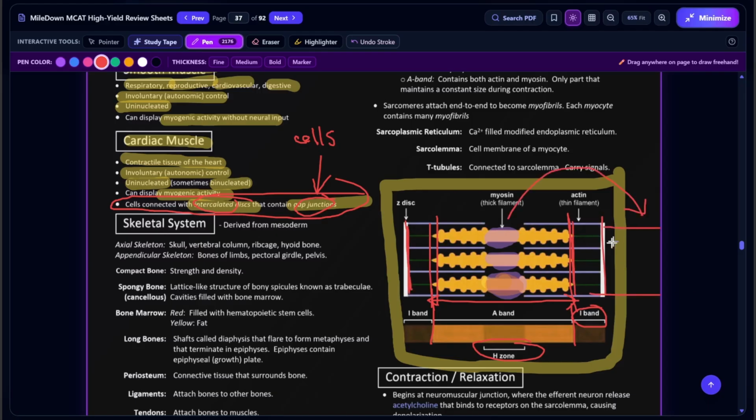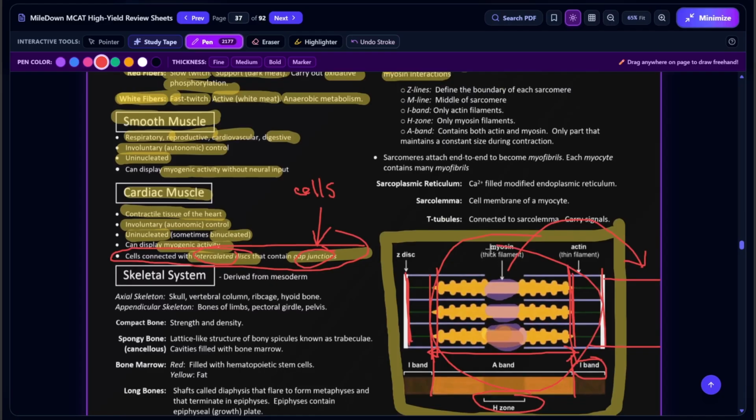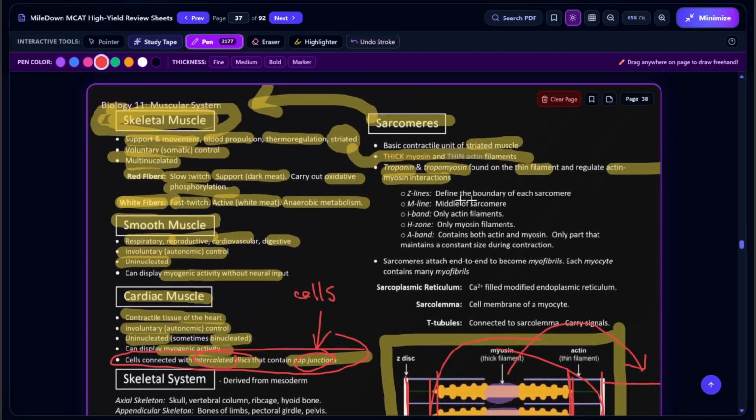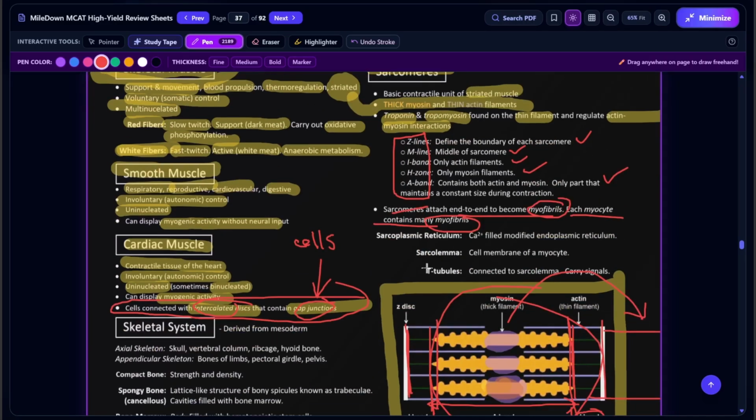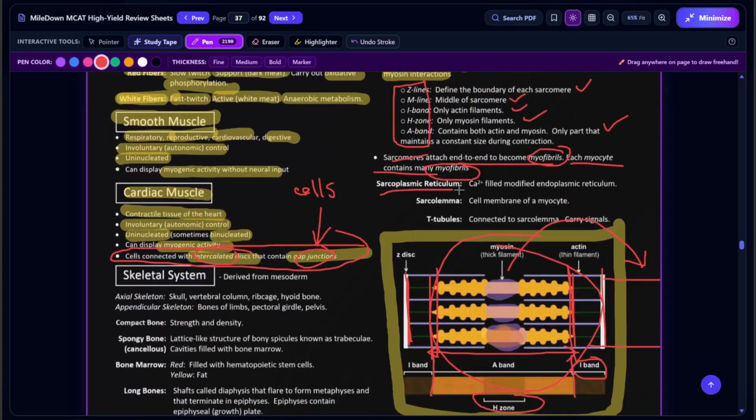They're repeating units, by the way. You don't just have one sarcomere, you have repeating ones, and the Z disc is the boundary between them. So we have all of that covered. You need to know all of this part of your sarcomere, which is this diagram, which we just explained. Sarcomeres attach end to end to become myofibrils. Each myocyte contains many myofibrils, and sarcoplasmic reticulum.